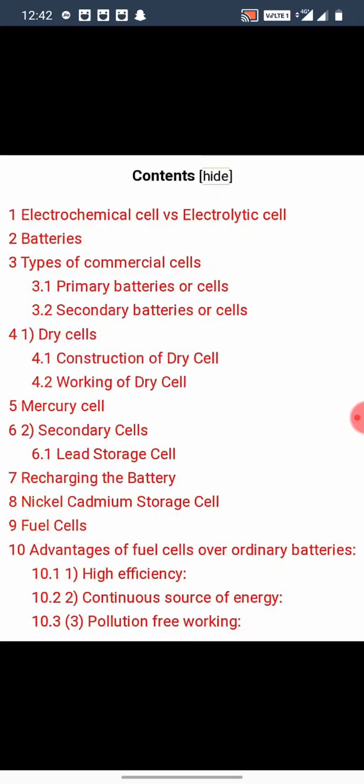Children, in the last class, I began with the topic commercial cells or batteries, in which I covered the types of primary cells like dry cells and mercury cells. I discussed with you the construction of dry cell, the working of dry cell, and mercury cell also, and the reactions occurring at anode and cathode, which I told you is important also to remember under this category. And now today's session will include types of secondary cells.